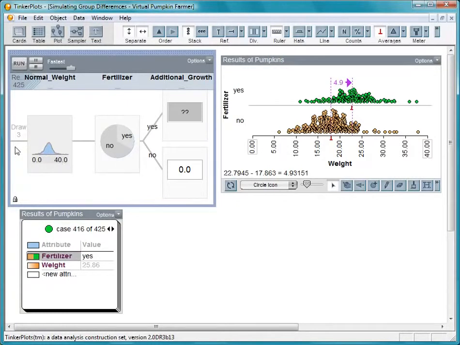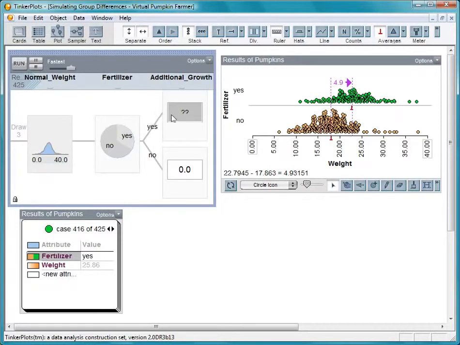A pumpkin comes along and first gets a weight from this normal weight distribution. This distribution represents the pumpkin weights that the farmer has gotten in the past, ranging from 0 to 40, and peaking right here somewhere in the middle. The pumpkin then goes to this spinner, where it is randomly fertilized or not. If it isn't fertilized, it goes down here and gets a weight of 0 added to the weight it got originally, so its original weight doesn't change.